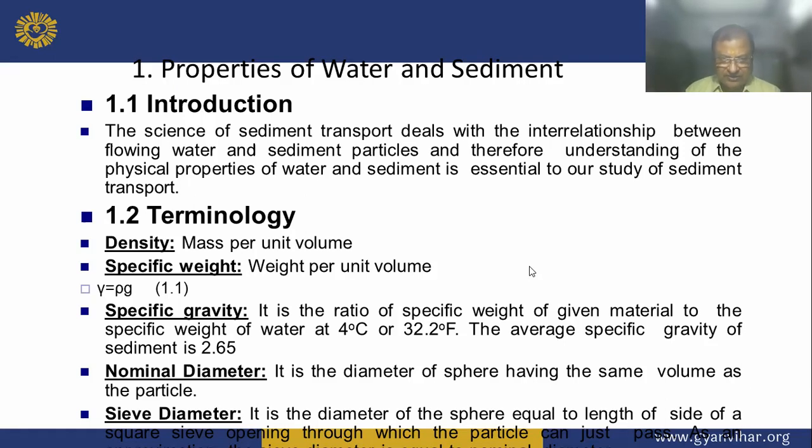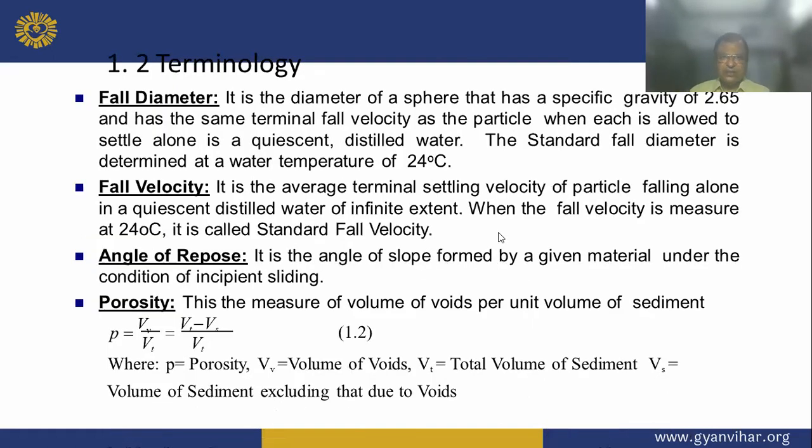Nominal diameter is the diameter of a sphere having the same volume as the particle, and the sieve diameter is the diameter of a sphere equal to the length of the side of a square sieve opening through which the particle will pass. And now, my dear boys, this is the terminology.